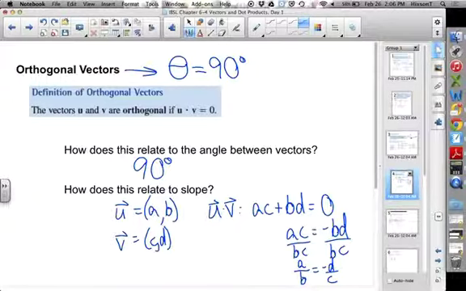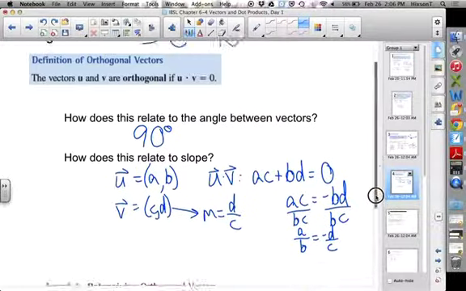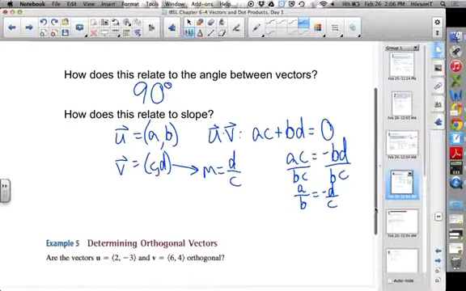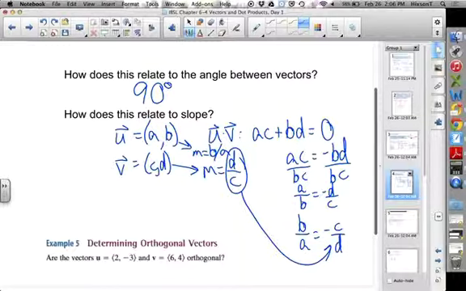This is a slope of D over C. We flip these, we have D over A equals negative C over D. Okay, this has a slope D over A. Look at this, that is the opposite reciprocal.